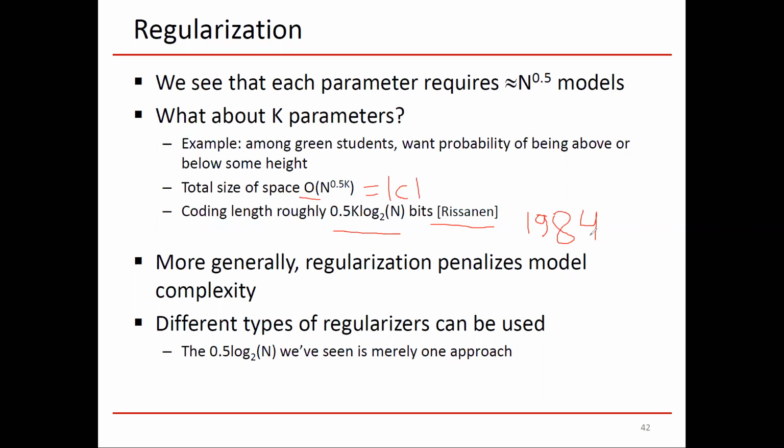More generally, regularization penalizes model complexity. So you'll often be regularizing, you'll be assuming that each parameter costs you half log n bits, and then you'll be using that as part of your derivation. You're going to see this, I believe, in homework number 2, which we will likely discuss in class. There are different types of regularizers that could be used. The half log n per parameter is one approach. There are other approaches that can be used. And of course, the literature is complicated.